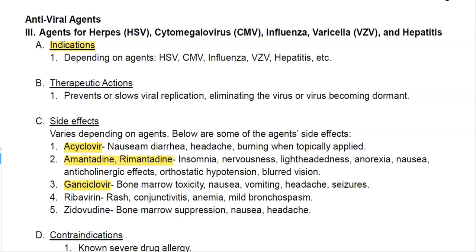Now, ganciclovir can cause bone marrow toxicity, nausea, vomiting, headaches, and seizures. So also remember that. Other medications such as ribavirin can cause rash, conjunctivitis, anemia, and mild bronchospasm. Zidovudine can cause bone marrow suppression, nausea, and headache.